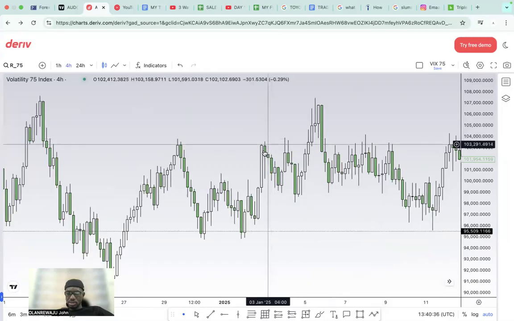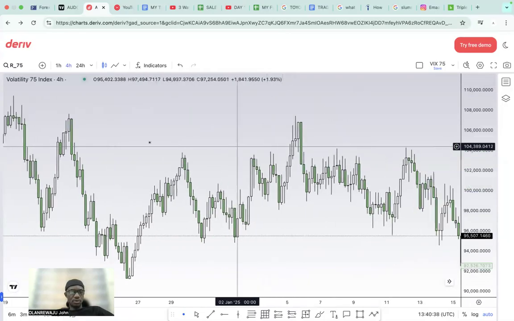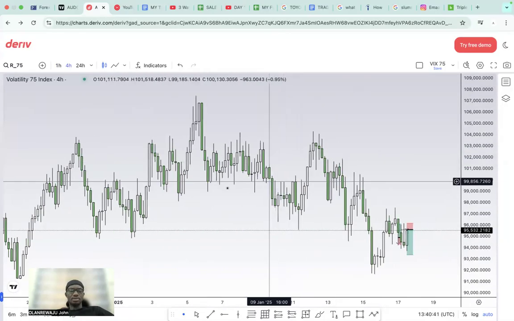Okay, so where's that point? Page 4. All right, great.